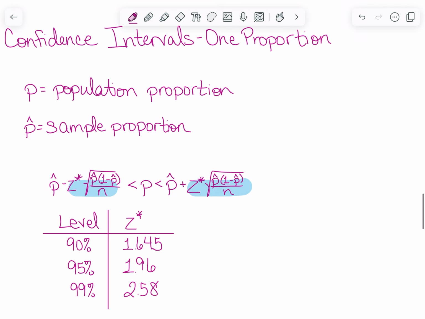For Z star, if we're doing a 90% confidence interval, we'll use 1.645, 95% will be 1.96, and 99% will be 2.58.